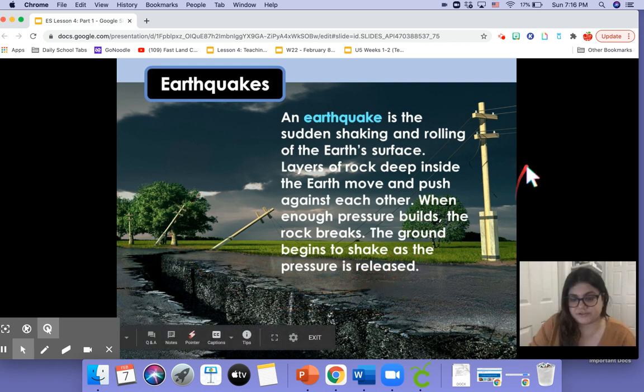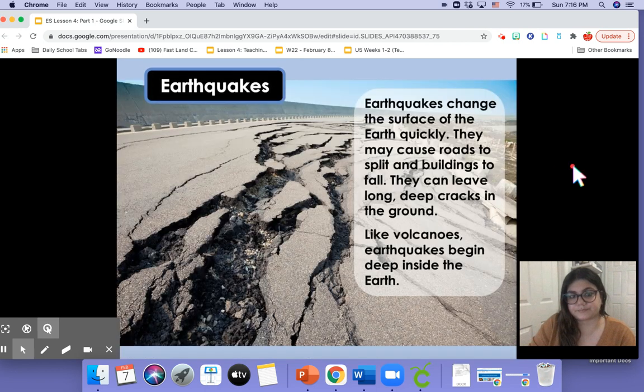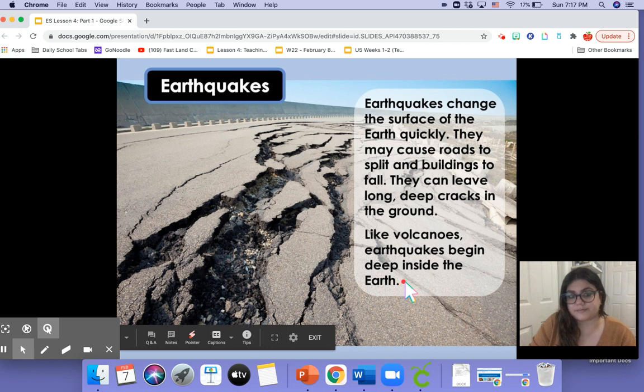So what do you notice in the picture? What do you see happening? What changes are happening? Earthquakes change the surface of the earth quickly. They may cause roads to split and buildings to fall. They can even leave long, deep cracks in the ground. Sometimes when you're driving on the street, you might see that the road looks like this, and that could be the cause of an earthquake over time. Like volcanoes, earthquakes begin deep inside the earth.